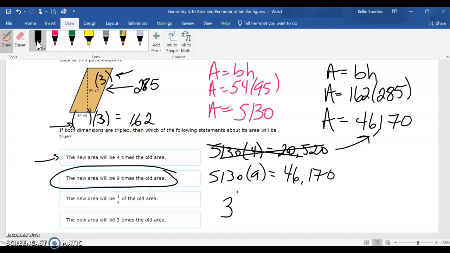What is 3 squared? Because tripling is 3, right? It's 9. There we go. So whenever we have the lengths and we triple them and then we do the area, we're going to just square what we're multiplying by, and that's how much bigger the new figure is going to be compared to the old figure.